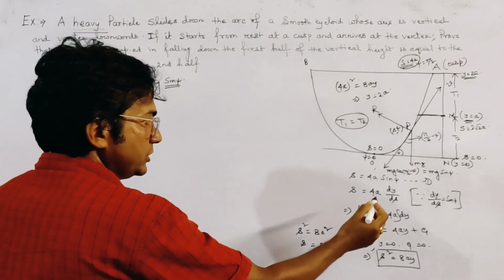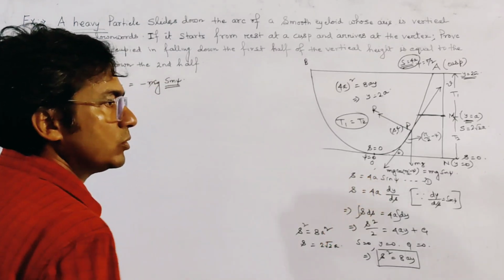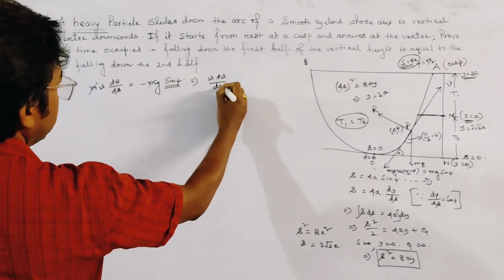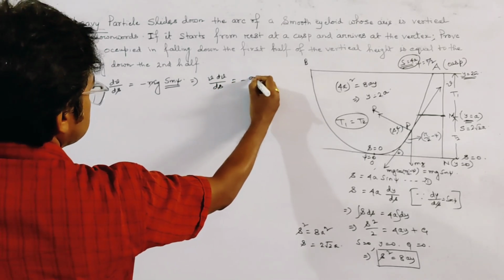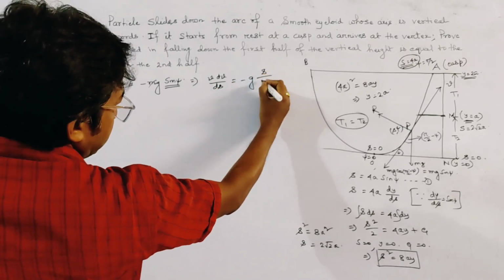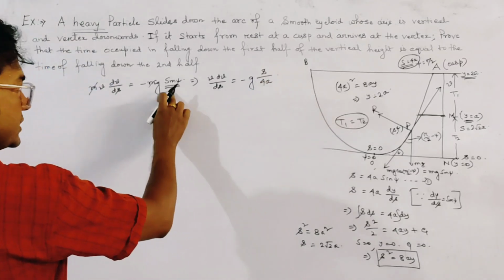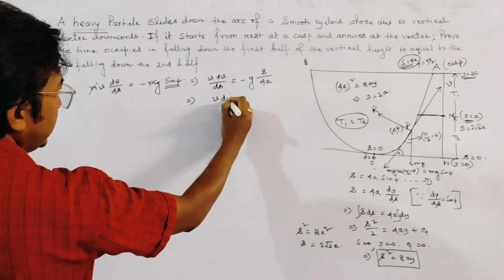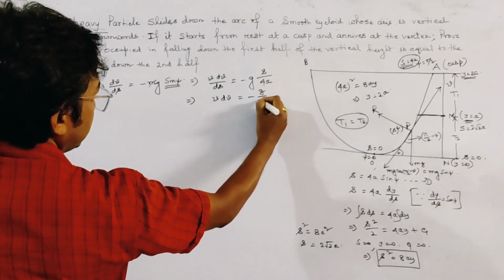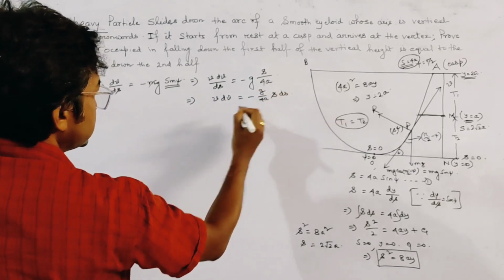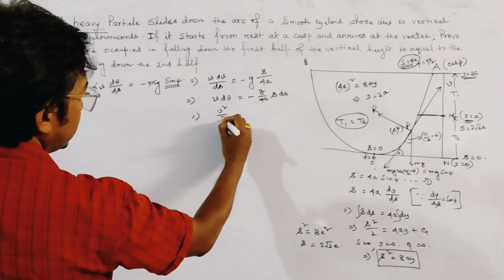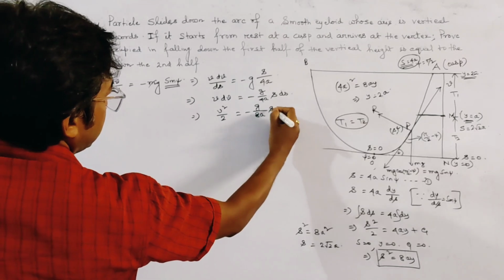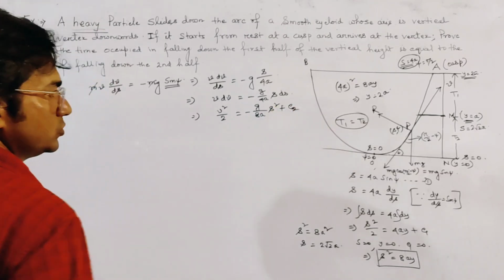from this relation, that is the relation number 1, and get V dV ds equal to minus G into S by 4A, because sin psi is equal to S by 4A. Integrating, we get V dV equal to minus G by 4A into S ds, so V square by 2 is equal to minus G by 8A into S square plus C2.